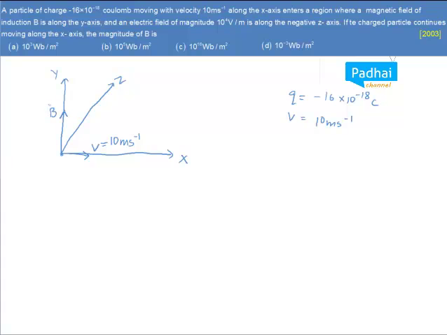Magnetic induction B is along this axis. An electric field of magnitude 10 raised to power 4 volt per meter is along the negative z-axis, along this direction basically. This is E equal to 10 raised to power 4 volt per meter. Now if the charged particle continues moving along the x-axis, the magnitude of B is, that means if this particle is moving along the x-axis and there is no change, it is moving constantly along the x-axis, that means net force acting on this particle should be what? 0, right?